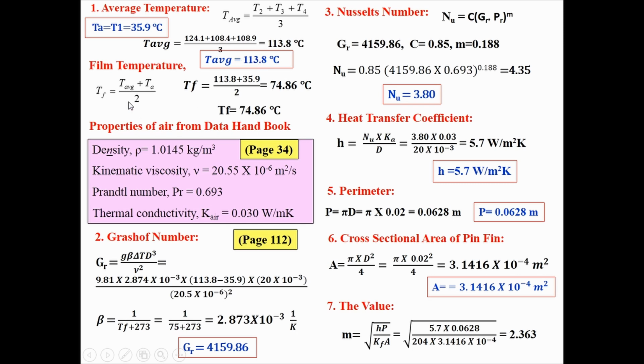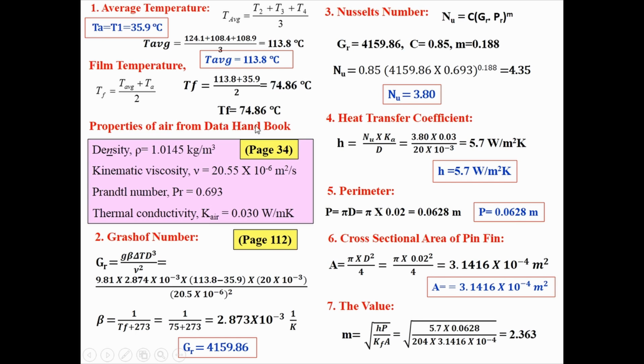Thereafter, you have to calculate the film temperature. What is film temperature? That is Tf is equal to (T average plus Ta) divided by 2. So now what is T average? Already you calculated, substitute here. What is Ta? Already you know here. Then substitute and you will get the film temperature as 74.86 degree Celsius. Then you can round it off as 75 degree Celsius. That is Tf is equal to 75 degree Celsius.